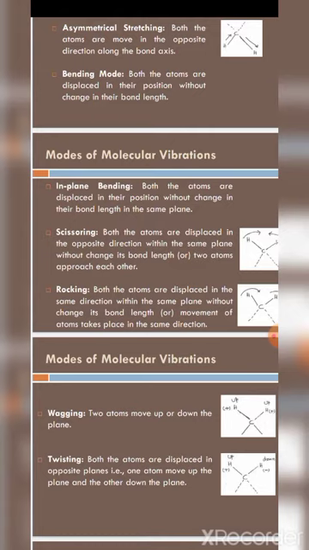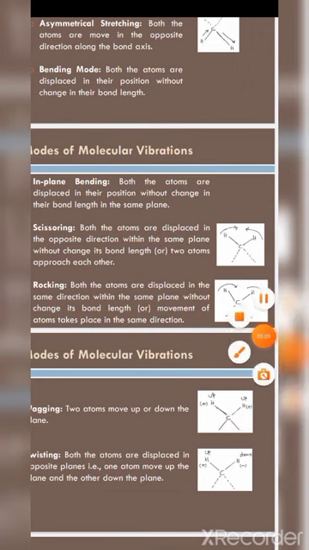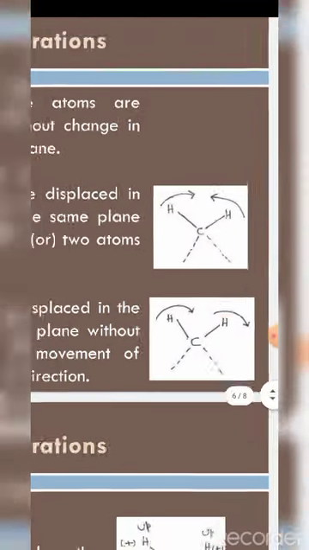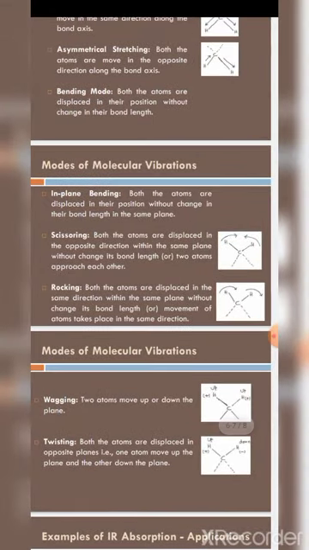And coming to scissoring, both the atoms get displaced in opposite directions in the same plane without changing the bond length, or two atoms approach each other. Here we can see the diagram. Here both atoms are displaced in the opposite direction. You can see the arrow marks, they are opposite to each other. They are in the same plane, and their bond length should not change. The bond length should remain the same.